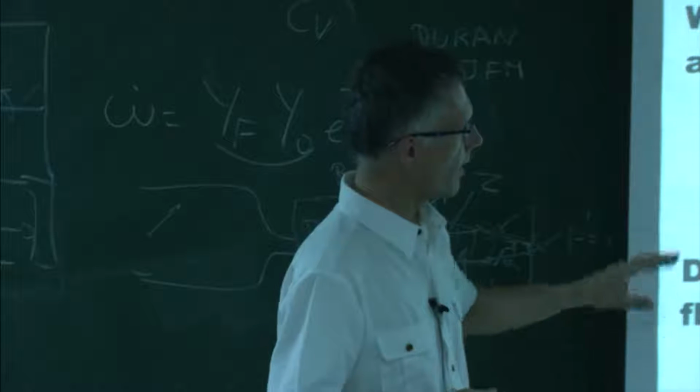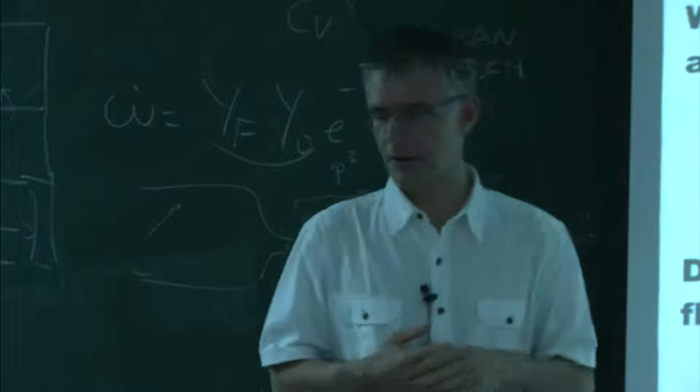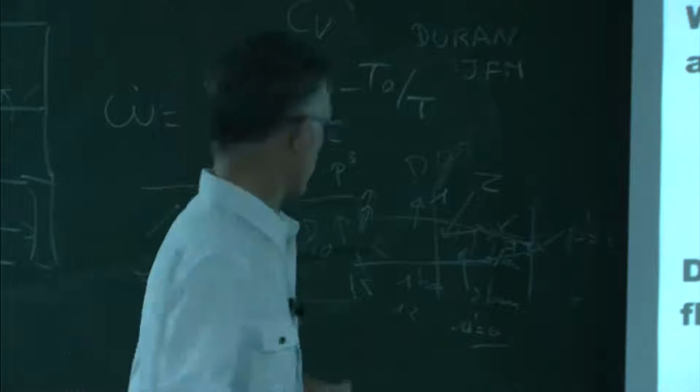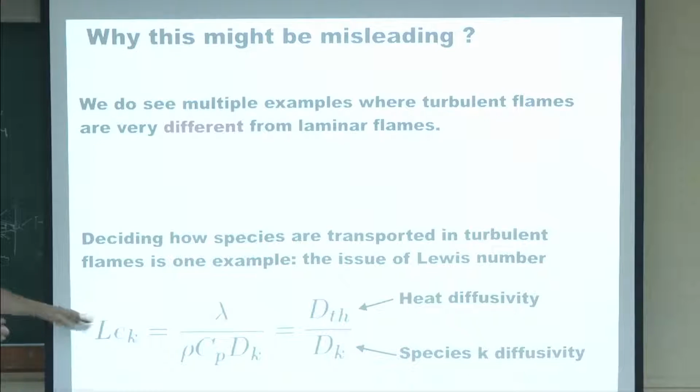So let me give you one example of things where there are complex issues. Tomorrow, probably we'll come back to this Lewis number. The Lewis number is a very important quantity in flames.